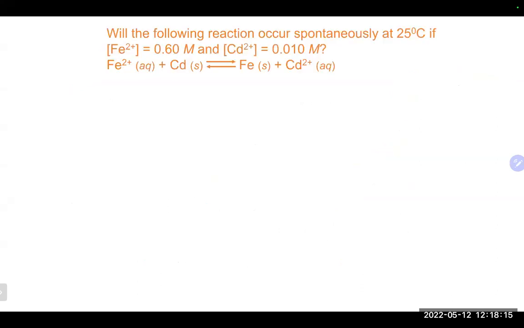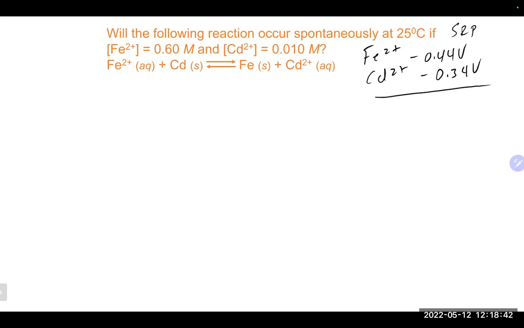All right. Then why don't you give this a go and see what you come up with here. And once again, you should have your SRP values going on here. Iron was still the minus 0.44 volts, I think, right? And the cadmium, negative 0.4, right? Okay, perfect. Let's take a look here.